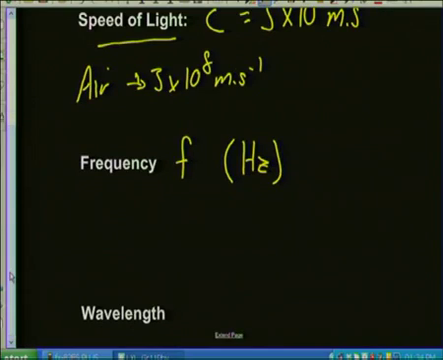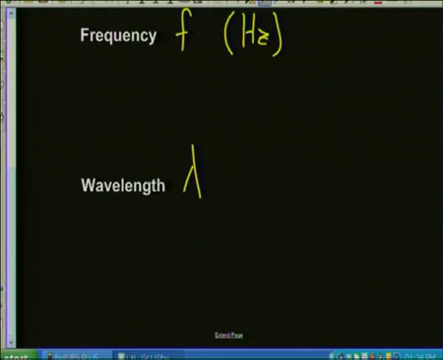Visible light has a band of frequencies. We need to recognize that band of frequencies. It forms part of the electromagnetic spectrum. We go from red light all the way to violet light in increasing frequency. So the lowest frequency would be red, and the highest frequency of visible light would be violet light. Now, the wavelength, given a symbol lambda, is measured in meters.